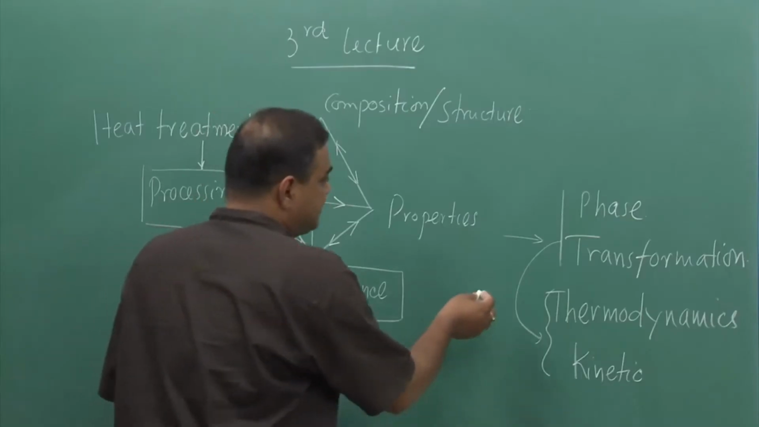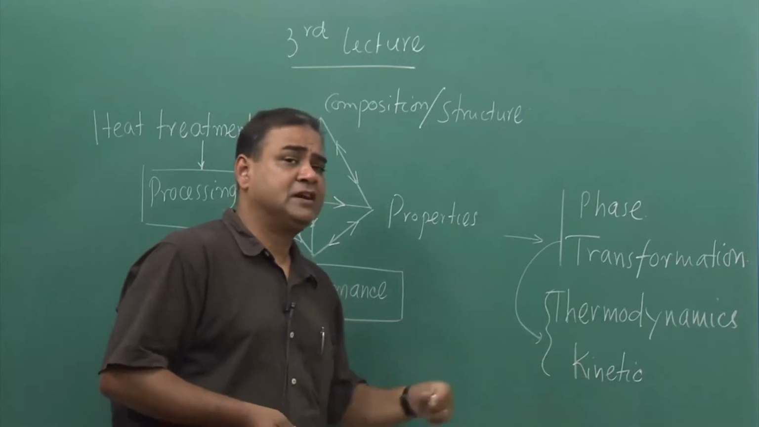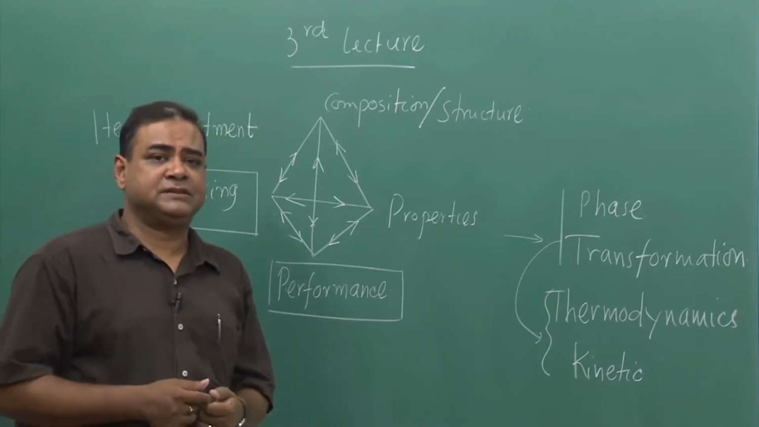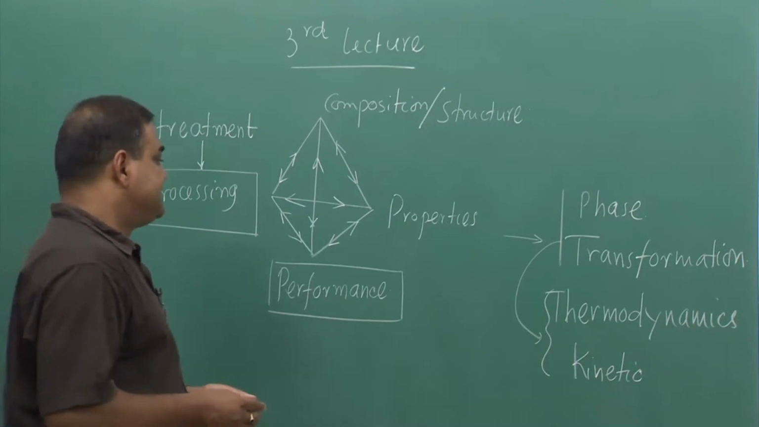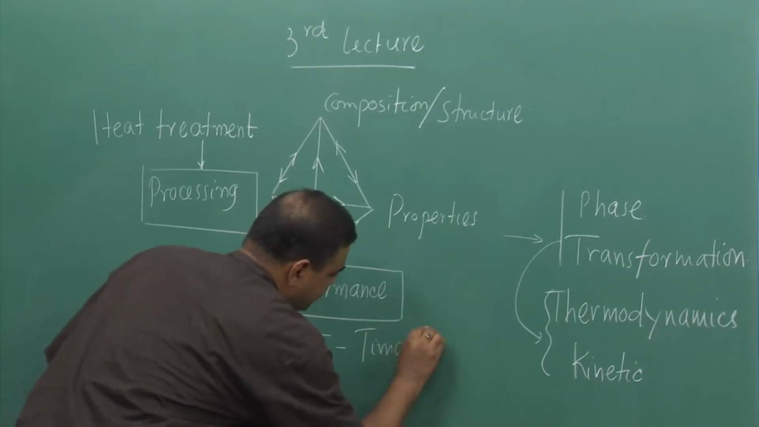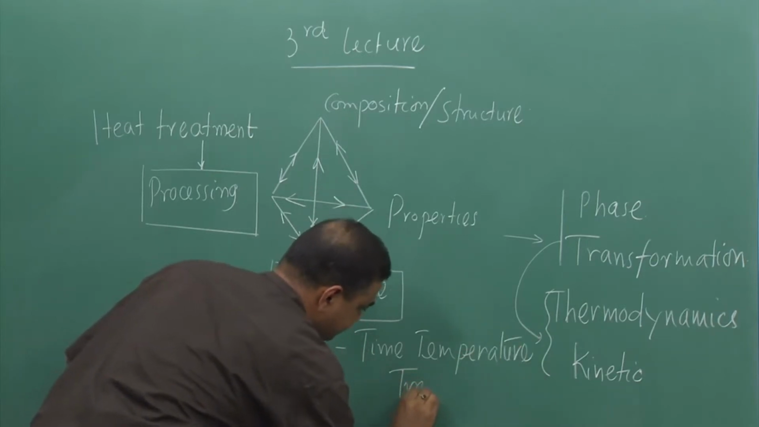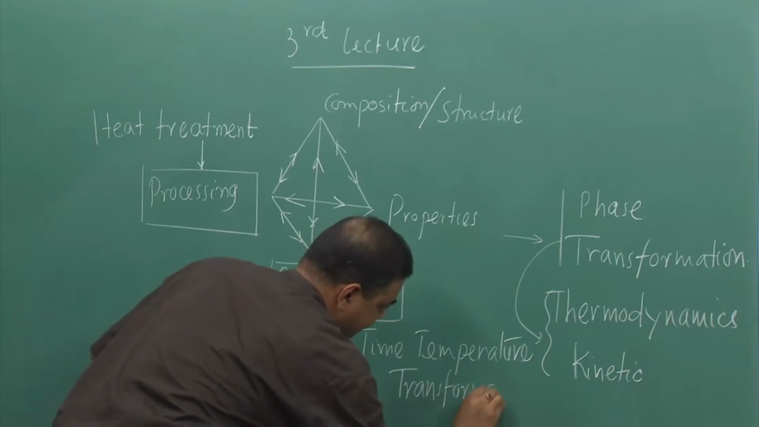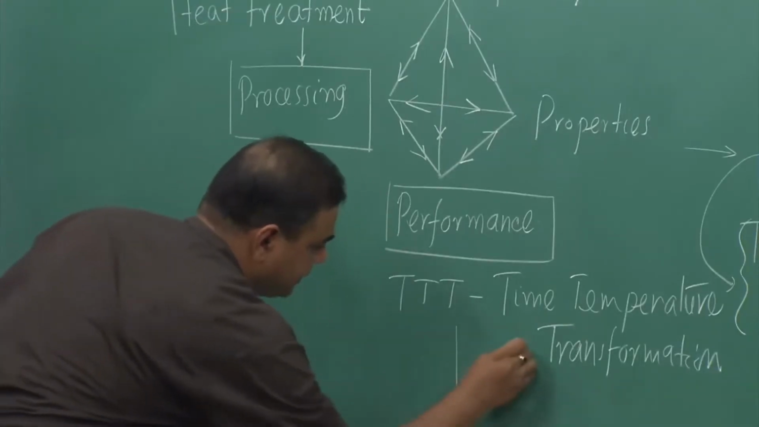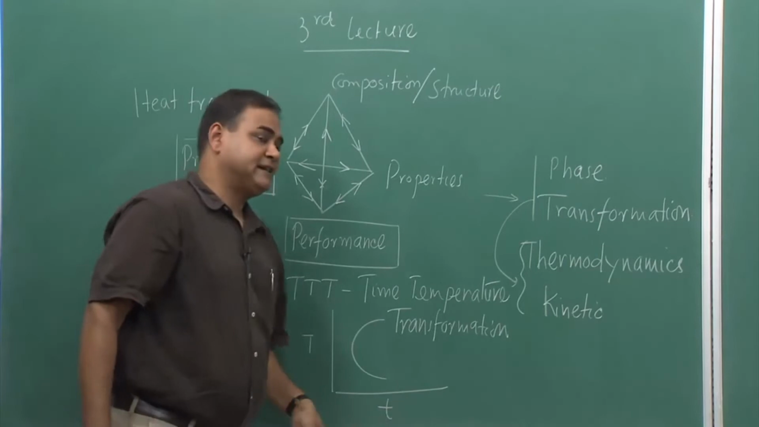Now, at the same time we also touched upon that once we get this phase transformation, thermodynamics and kinetics, we can have overall transformation kinetics, which can be best suited in terms of a diagram, which we call the TTT diagram, which is called time temperature transformation diagram. And a TTT diagram looks typically like a C curve, where this axis is temperature and this axis is time.